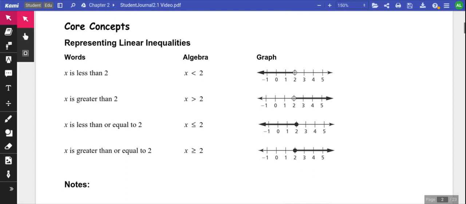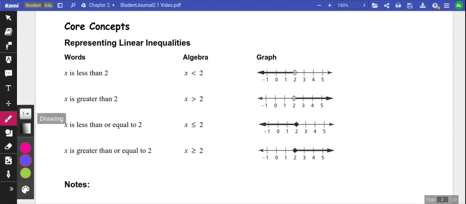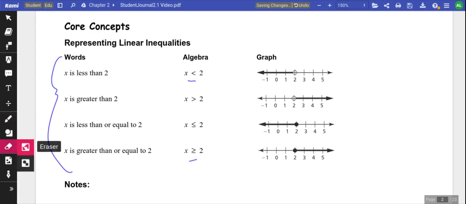All right, so here's another way we can look at some of these inequalities. We can write them out in words. Like over here, we've got the algebra, so these different less than, greater than, less than or equal to, greater than or equal to. Okay, we've got all these different symbols here. And then here are the graphs that go along with each of those symbols.